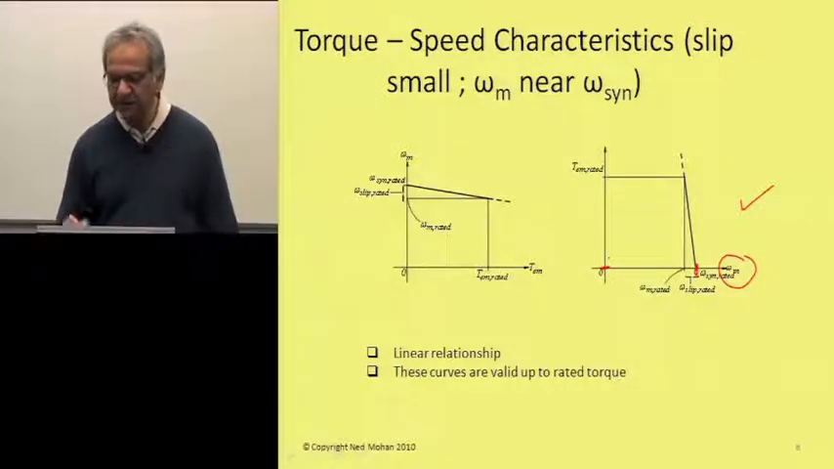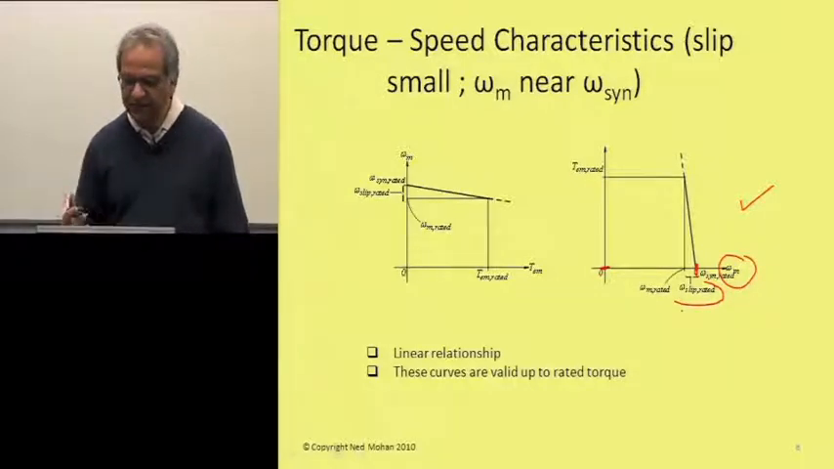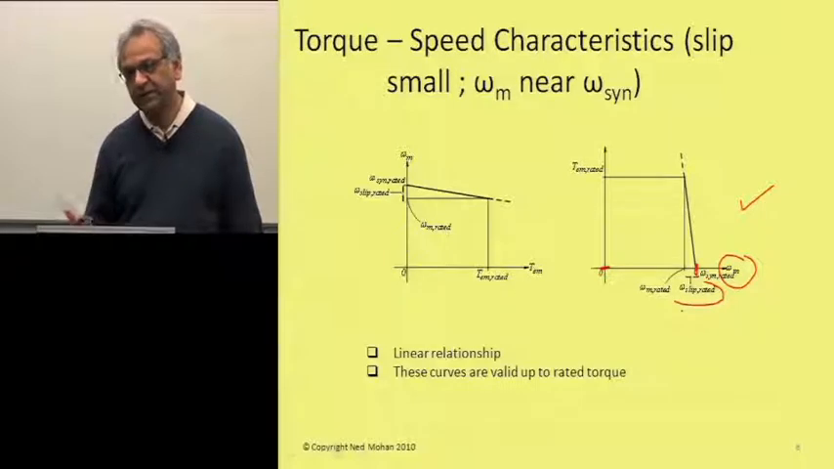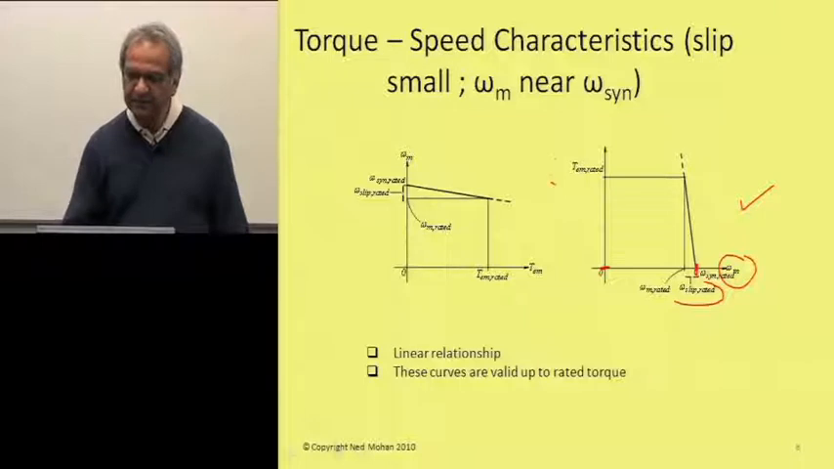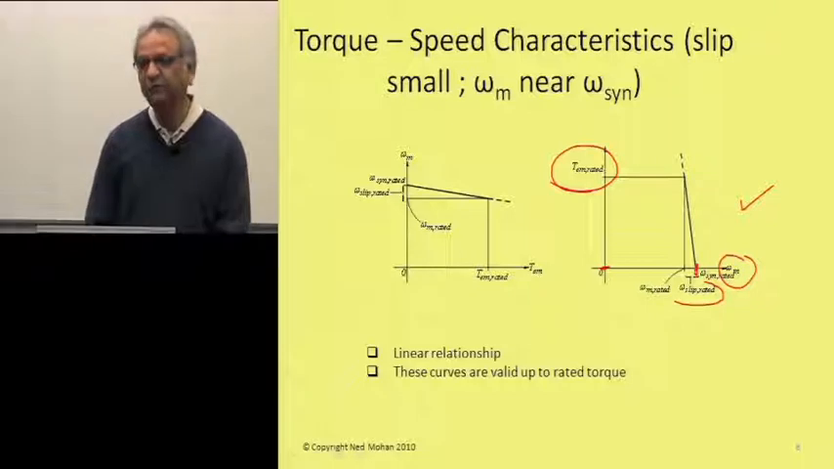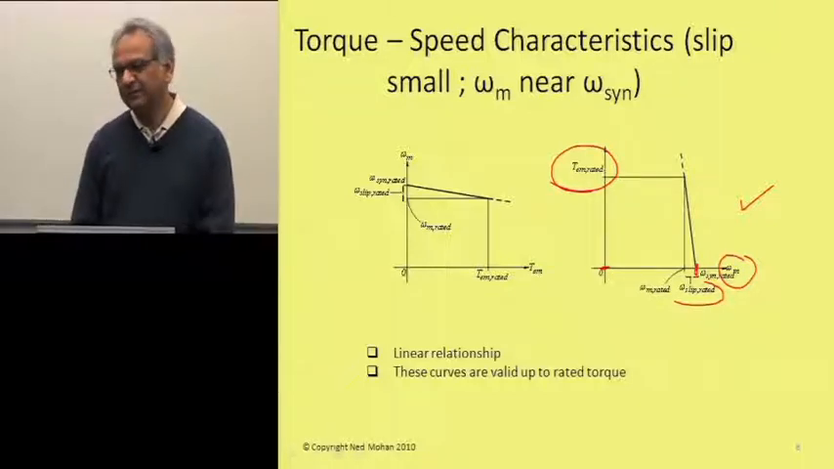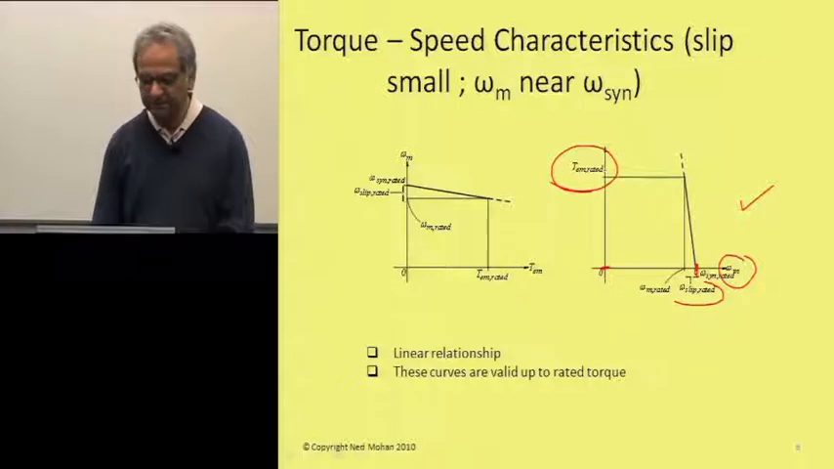But as the induction machine slows down, omega slip becomes larger, and as omega slip becomes larger, more torque is produced. These curves are very linear up to this T_m rated over here, where it's reasonable to assume that the assumption of neglecting the rotor leakage inductance is quite valid.